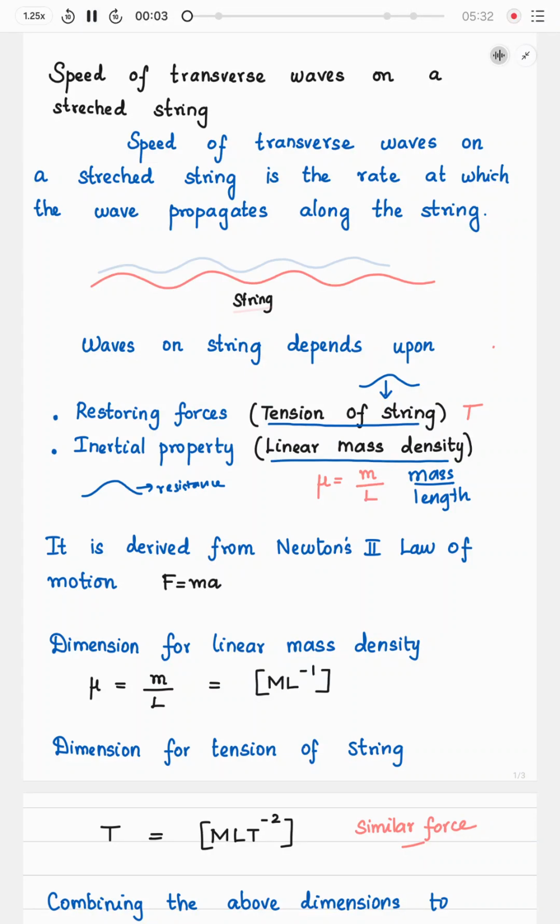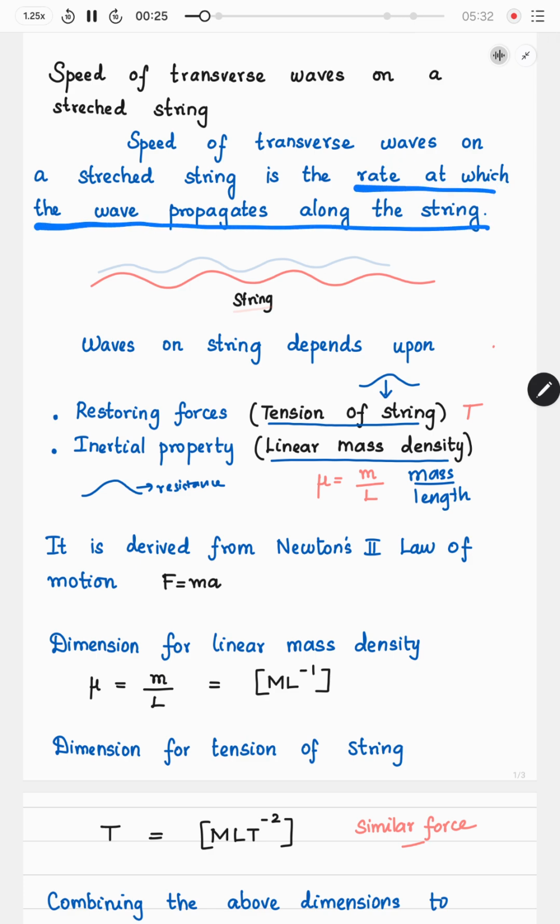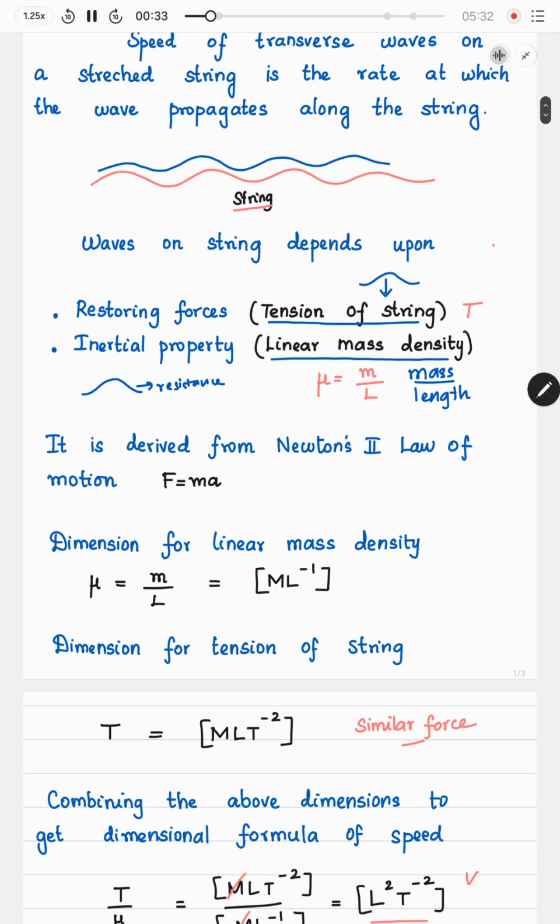So we are going to discuss the speed of transverse waves on a stretched string. The speed of transverse waves on a stretched string is the rate at which the wave propagates along a string. Consider this as a string, and the waves are propagating along the string. These waves on the string will depend on two factors.